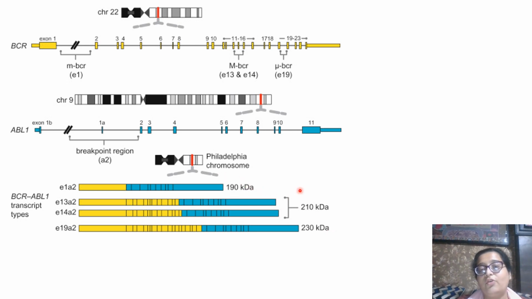So 190 is more common in ALL. This is more common in CML. Sometimes the test does not detect all these breakpoints. You might just try to detect this. So if this is not there and this is there, it is still a CML, but you might call it BCR-ABL negative or an atypical CML. Or you might think, is it a CML? Because you have not done a test for these minor breakpoint regions. Okay.